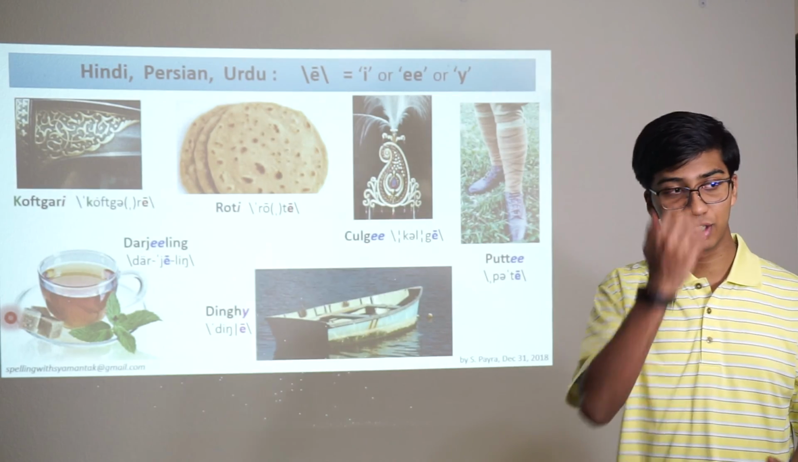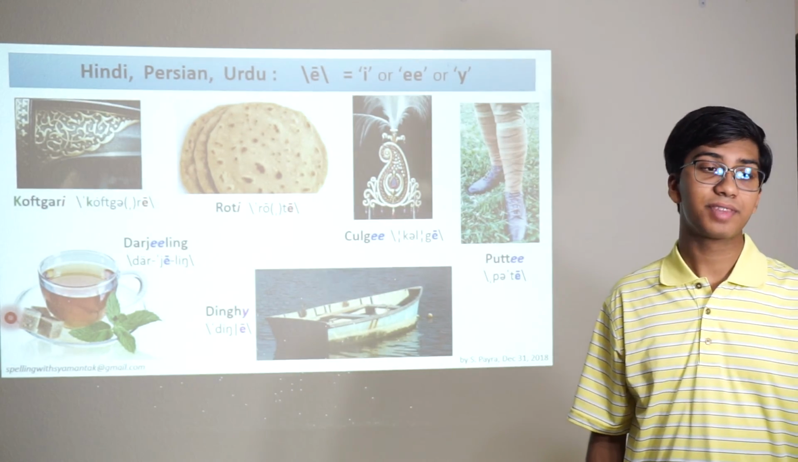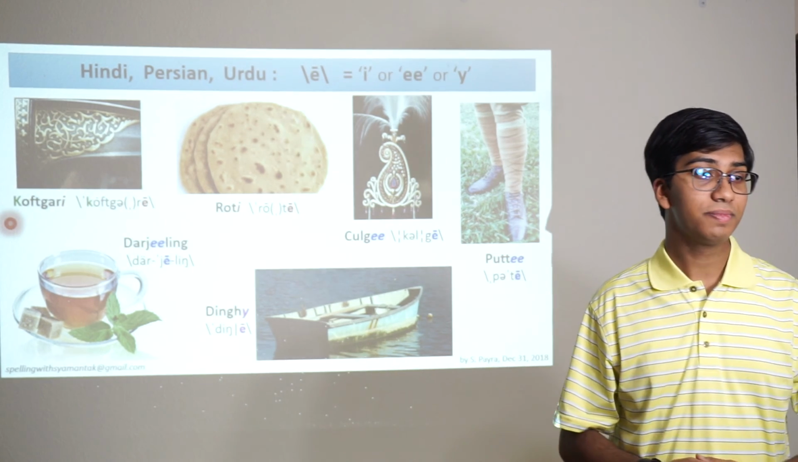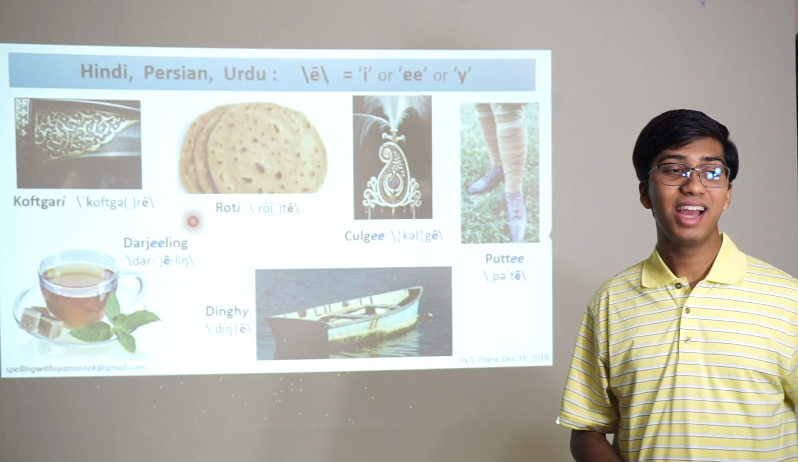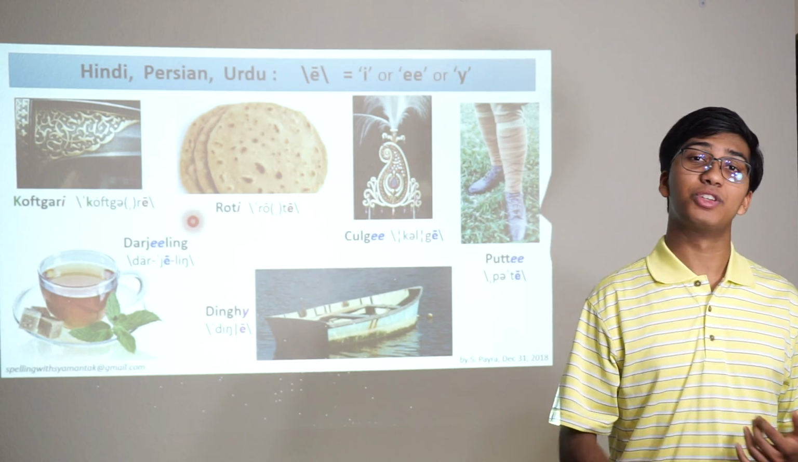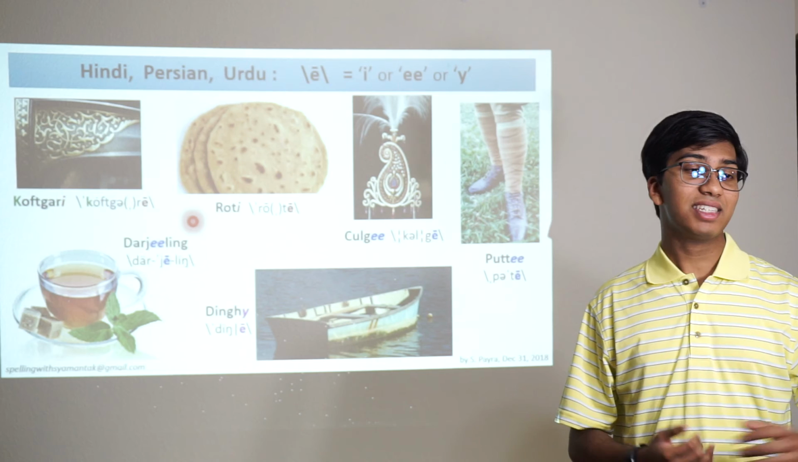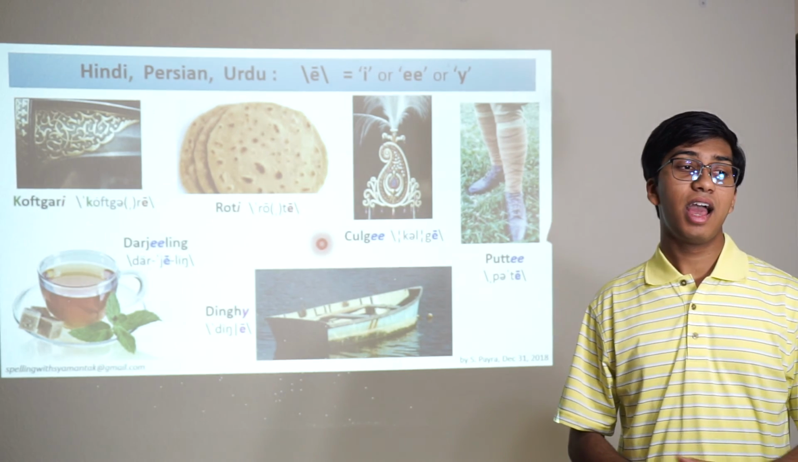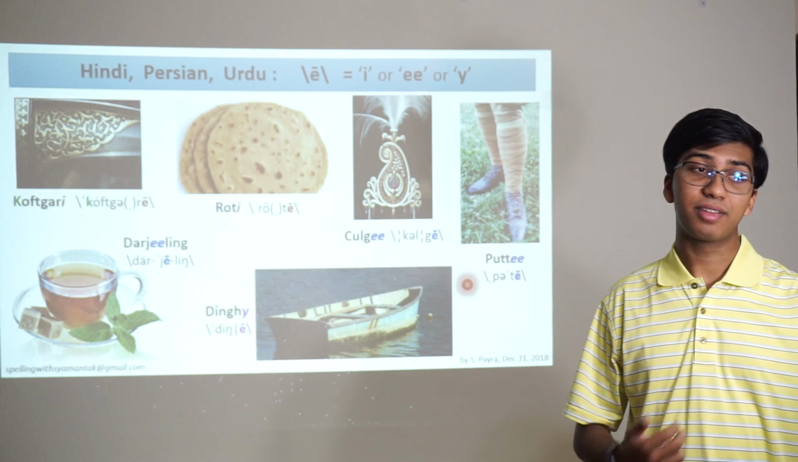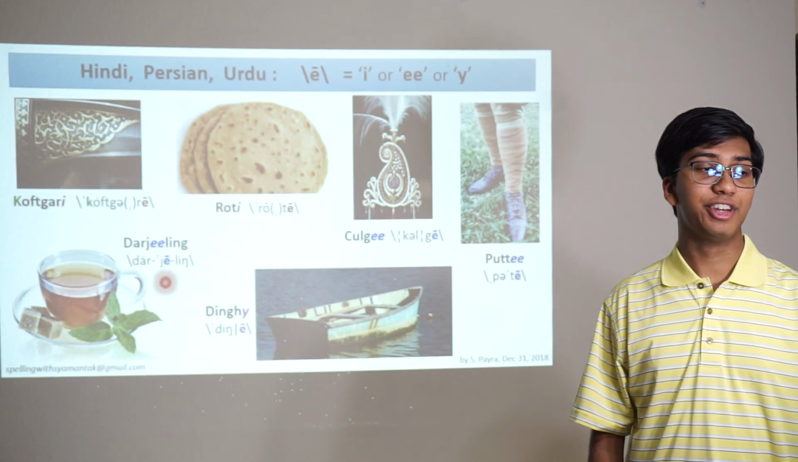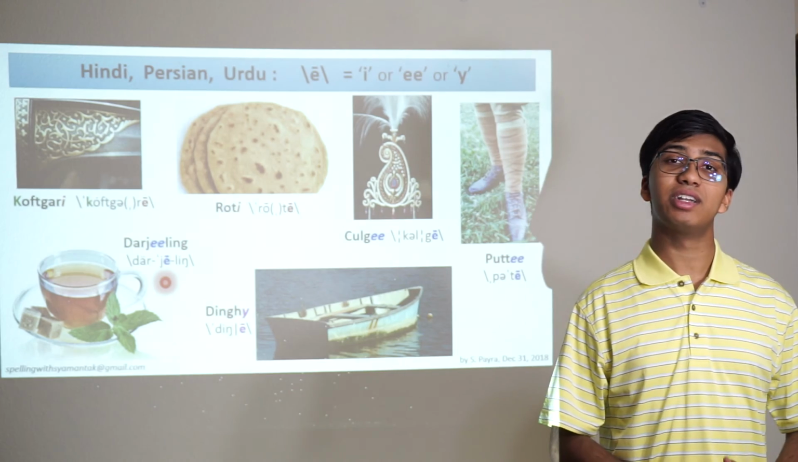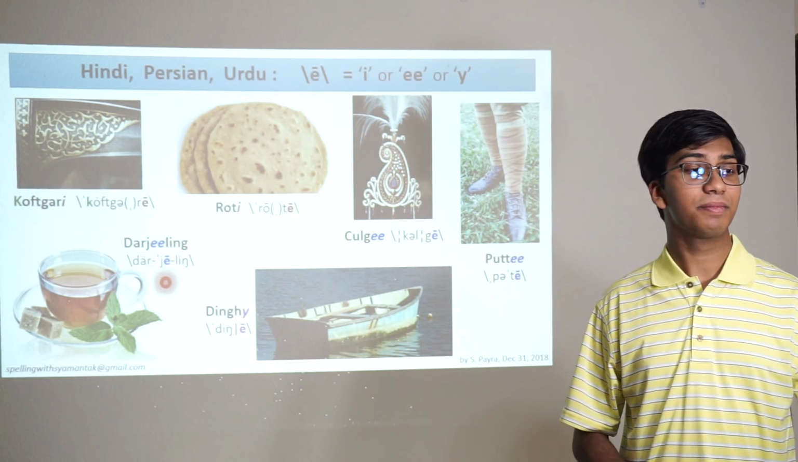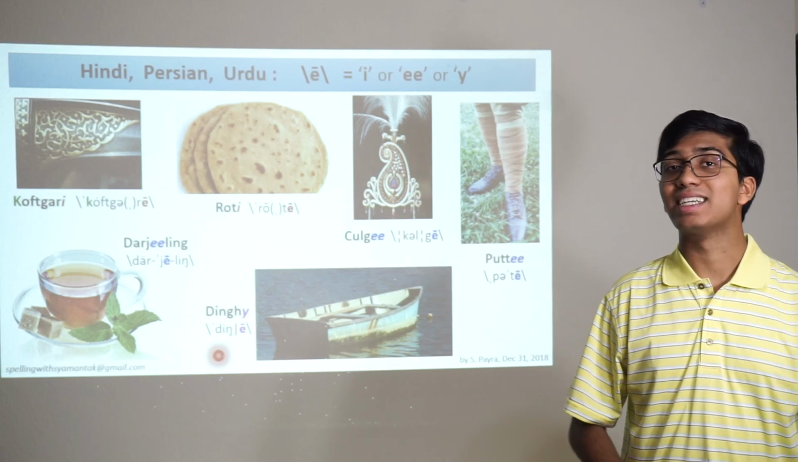And here's some pictures to help visualize. Kaftegari is Indian Damascene work in which steel is inlaid with gold. Roti, it's like the Indian version of what you might know as a tortilla. It's a form of bread that's flat and round. Kalgi, putty, this wrapping for riding a horse. Darjeeling, a kind of tea regarded as being of high quality, grown especially in the mountains of northern India. And dinghy, a kind of boat.